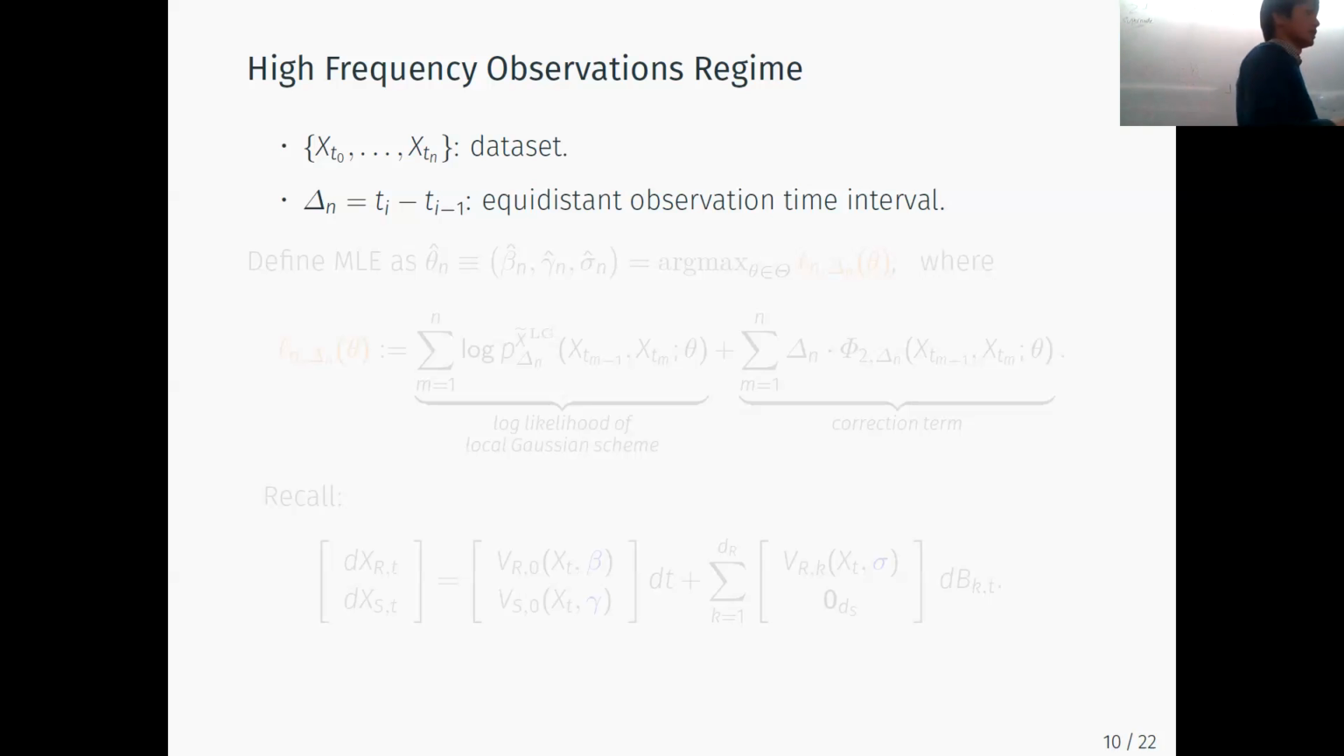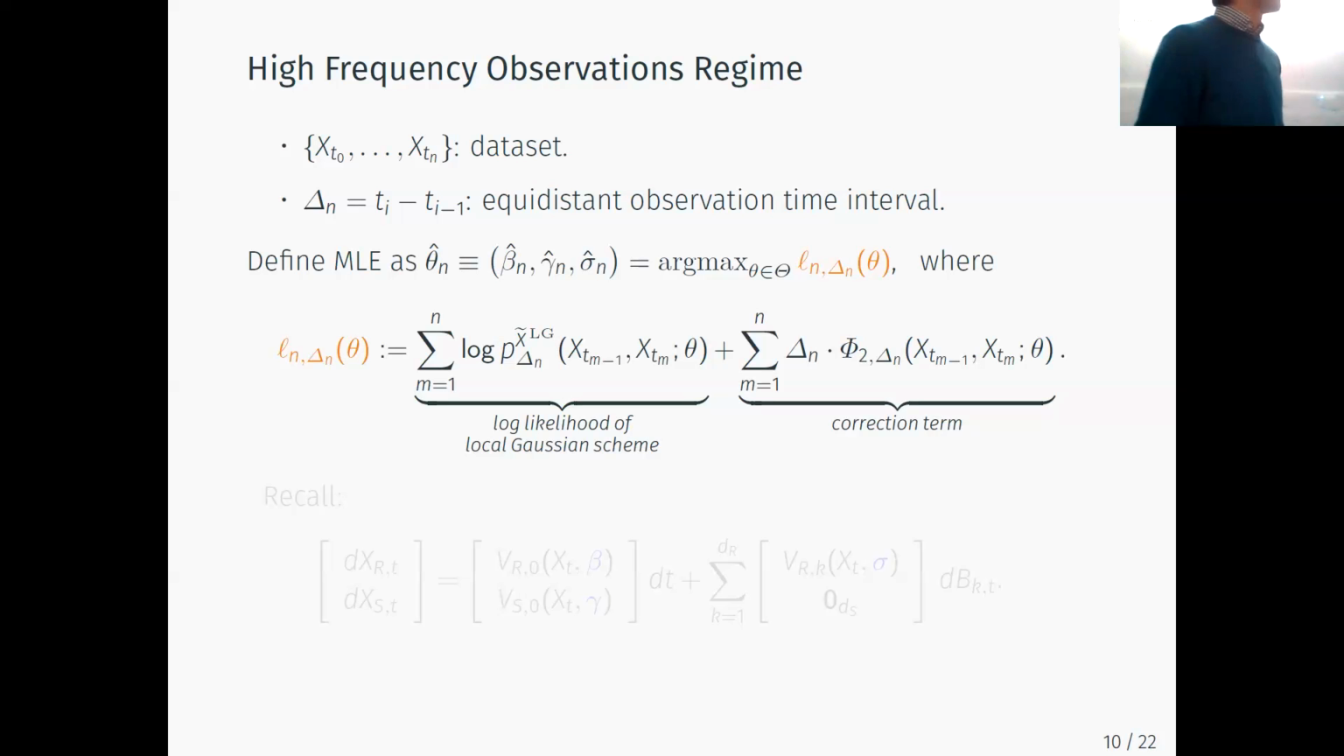So we basically consider two observation regimes. The first one is the high frequency observations regime. The data set is given by X_{t_k}, where t_k is the time instance. So we have n discrete time observations, and we assume that the observation time intervals between observations are equidistant. And for such a data set, we define the maximum likelihood estimator like this. And this L is the approximate likelihood given by the right-hand side.